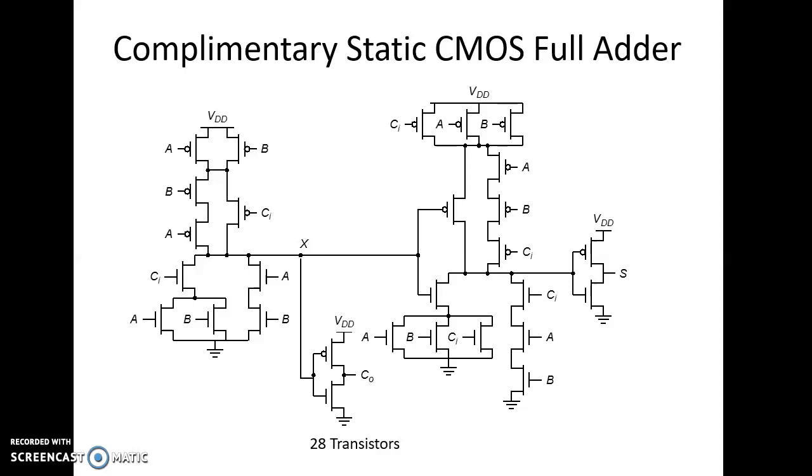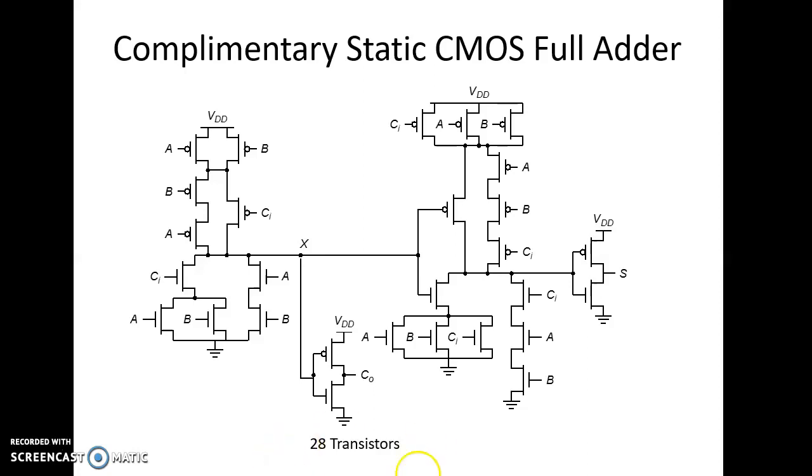The equation for sum S is equal to A XOR B XOR CI, that is equal to ABC plus CI into (A plus B plus CI). Similarly, for the carry output, we know the equation is AB plus BC plus AC. We can take that C outside, which is common, so it becomes AB plus C into (A plus B), or again we can write it as AB plus CI into (A XOR B).